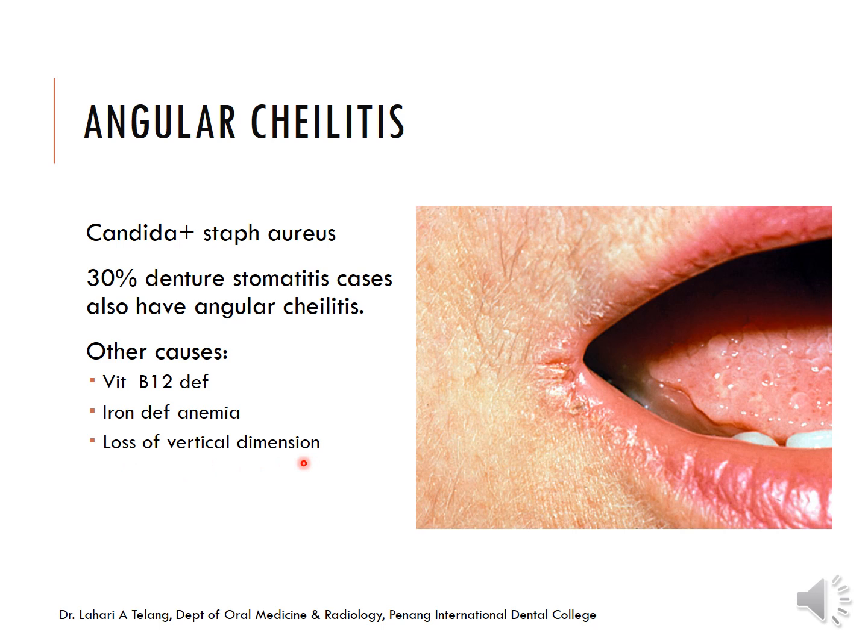When we talk about loss of vertical dimension, we mean that in elderly patients who have lost their teeth, there is a tendency for the arches to collapse, and because of lack of teeth there is drooling from the angles of the mouth, and that's why it leads to angular cheilitis.